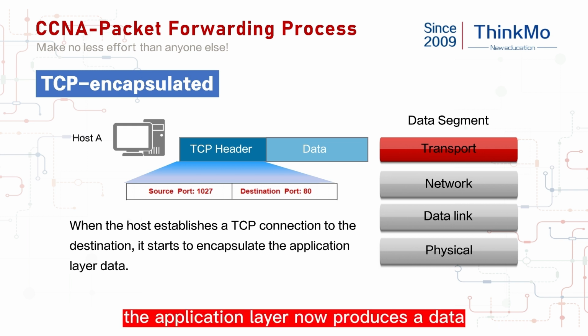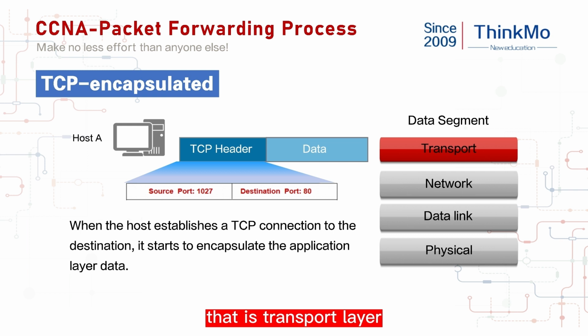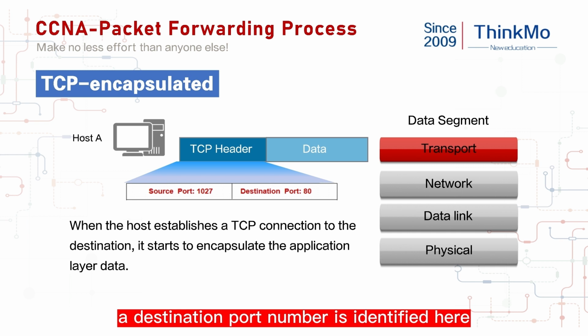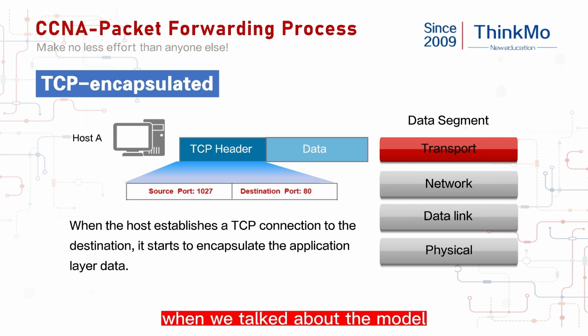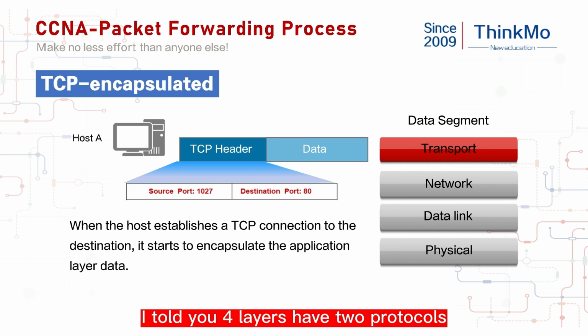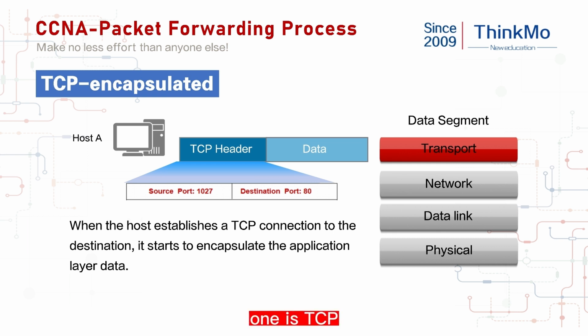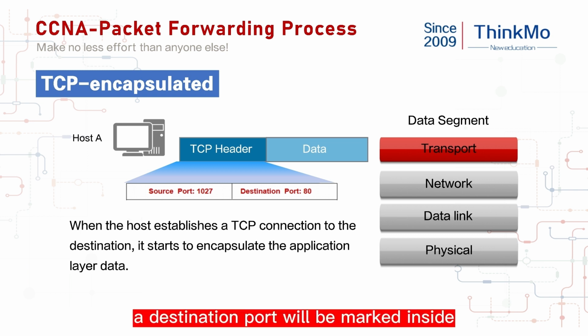The application layer now produces data. Then it first reaches the 4th layer, the transport layer, and is encapsulated. In this picture, you can see the data we send, and a destination port number is identified here. When we talked about the model, I told you that layer 4 has 2 protocols: one is TCP, the other is UDP. A destination port will be marked inside. Before we talk about this picture, I want to draw a picture. Okay, let's talk about this in detail.